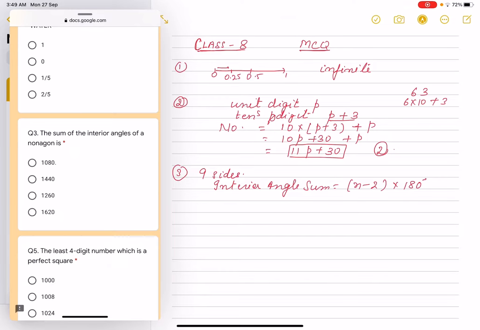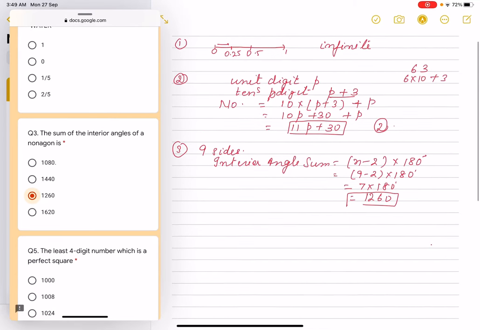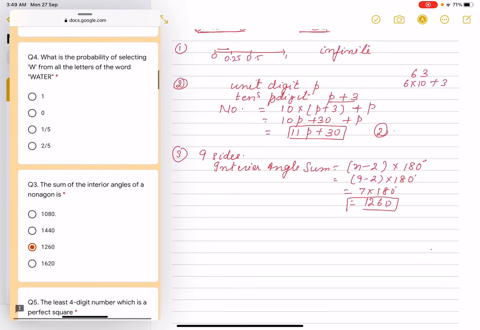That is, if we take a triangle, it is 180. If we take a quadrilateral, then it is 360. So, 9 minus 2, where n is the number of sides, times 180 degrees. It is 7 into 180 degrees, and when we multiply it, 7 times 8 is 56, carry 5, and we get 1260 degrees. So, which option is correct? The third option is correct.